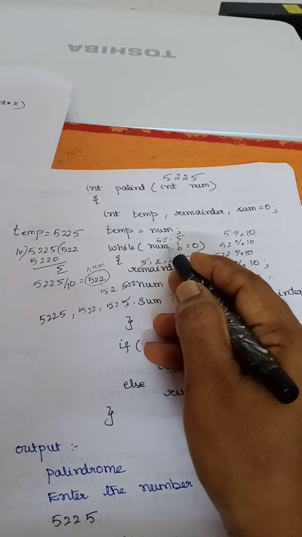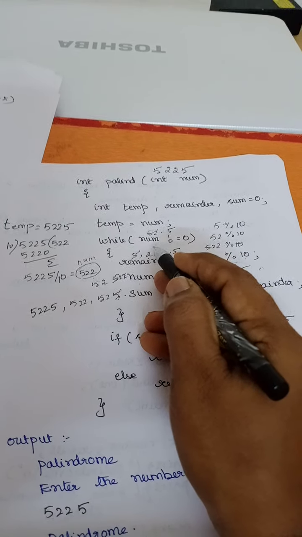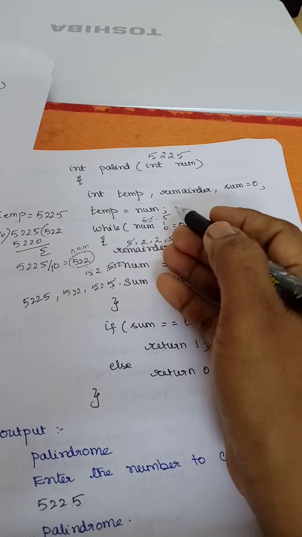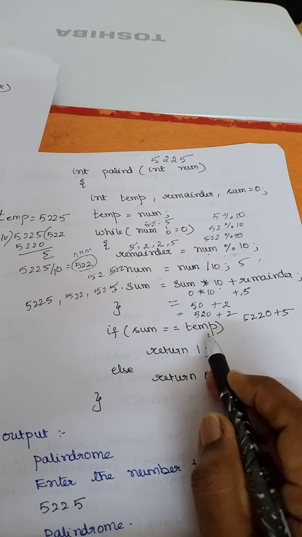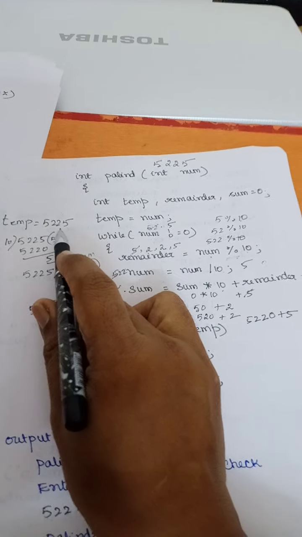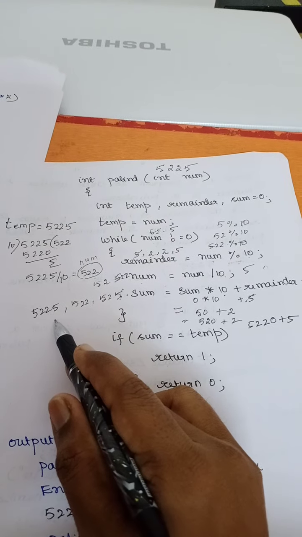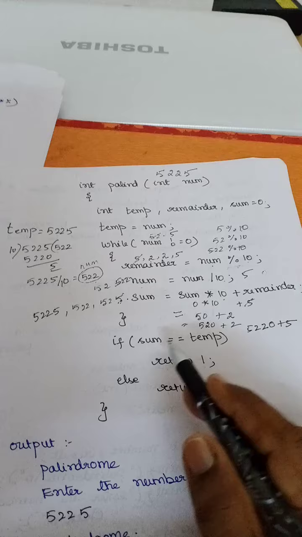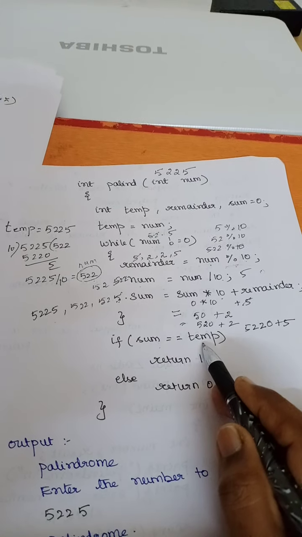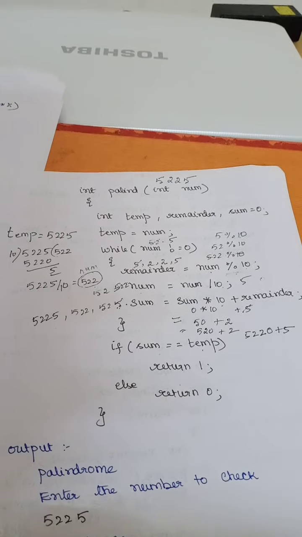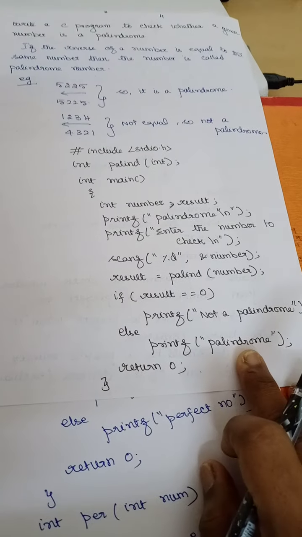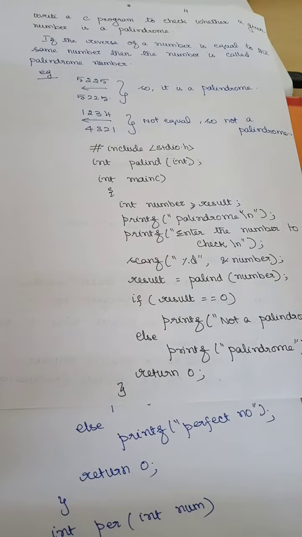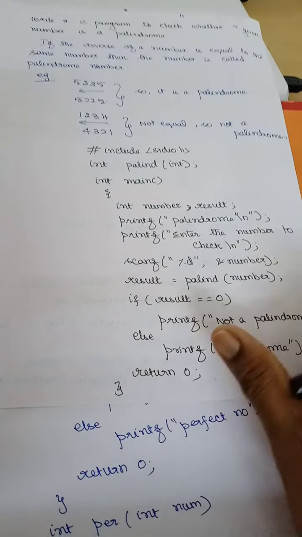Now my number is not equal to 0. It is false. The num is equal to 0. So I will come out of the while loop. Now I will check sum is equal to temp. Yes. My temp is 5225 and my sum is going to be 5225. Both the things are going to be equal. So I will return 1. So when it is going to be 1, then I will print it as a palindrome. If the number is not a palindrome, then I will return 0.